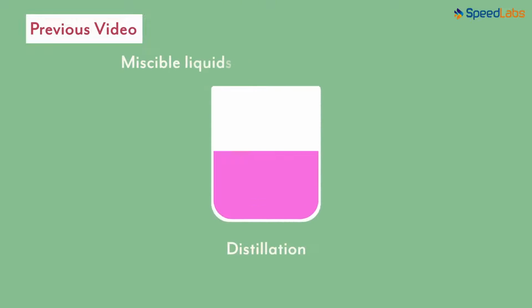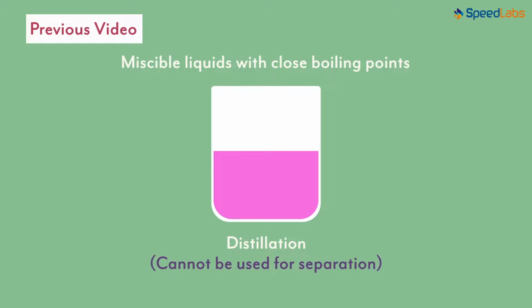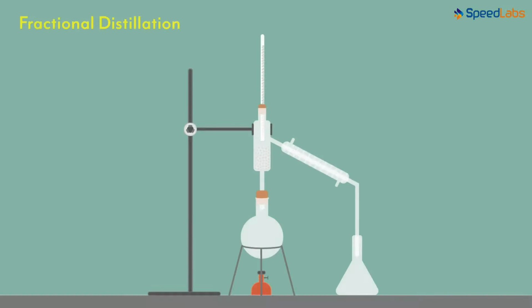In our last video, we were confronted with a doubt. Can you recollect what that was? Well, it was about distillation, right? When two components of a liquid mixture have very close boiling points, we cannot use the process of distillation to separate the components of the mixture. What do we do then? The answer is fractional distillation.